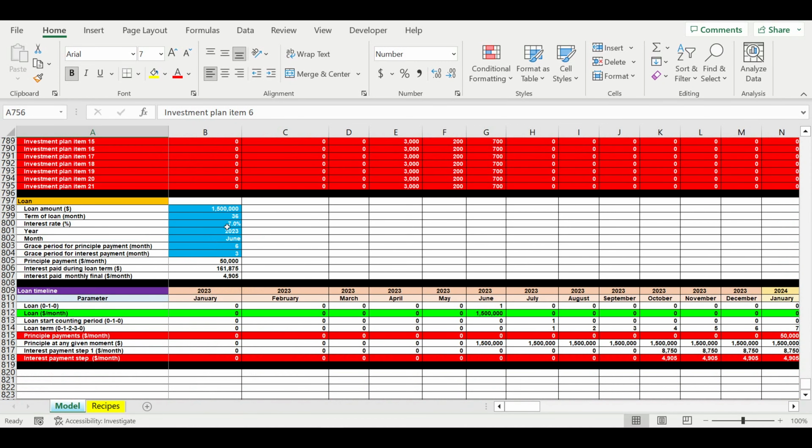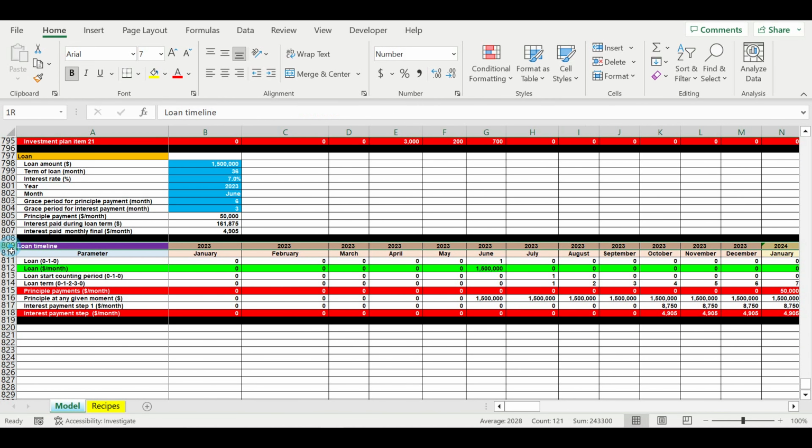Then we start talking about the loan. Here we specify the amount of loan, term of loan, interest rate, when we get this loan, month and year, grace period for principal payments and interest payments. And now let's move to the cash flow.